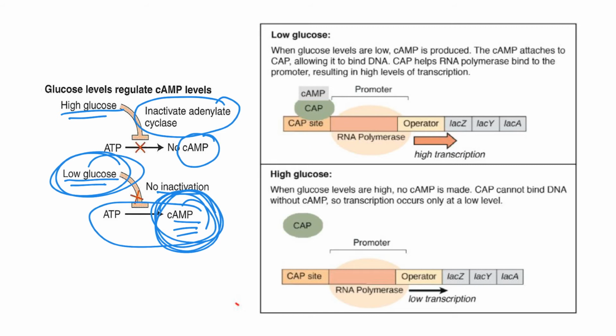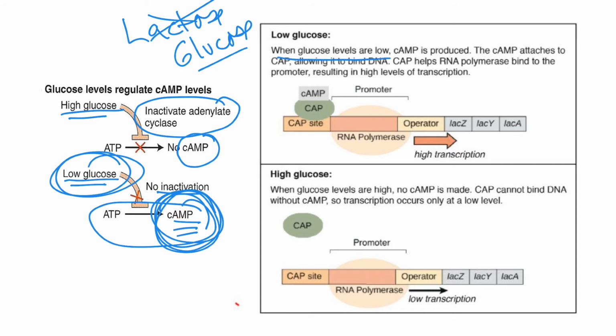So remember, what is the bacteria's favorite food? It's not lactose. Its favorite food is glucose. But it's going to use lactose when it has to. But also, it's going to use the Lac operon when it's low glucose. So let's look at what happens here.